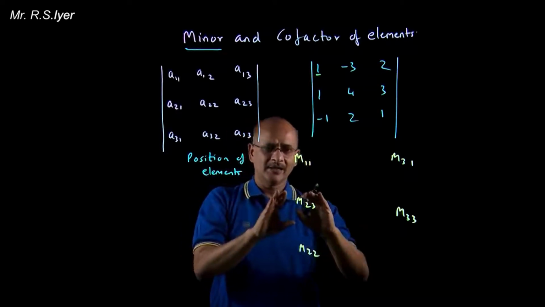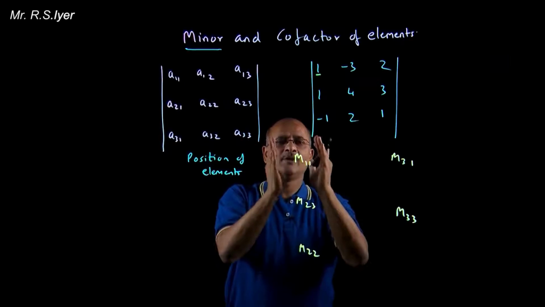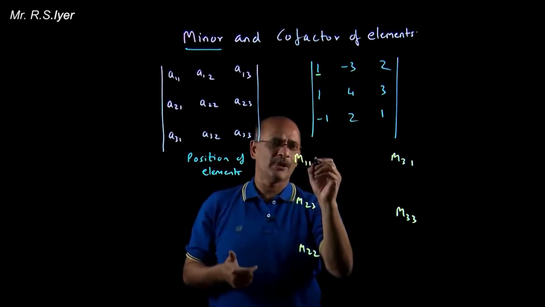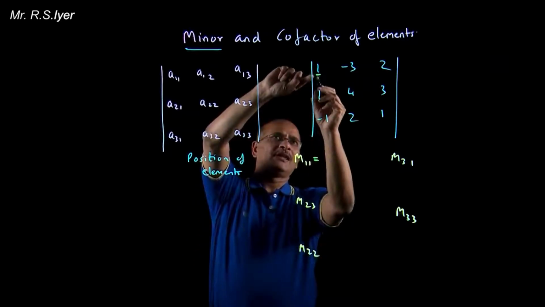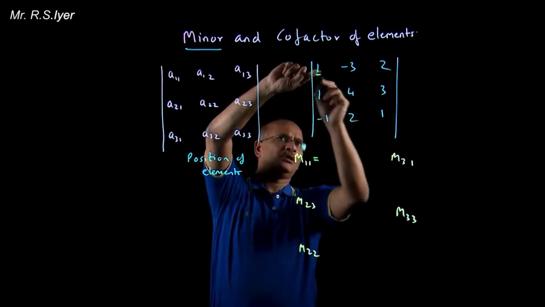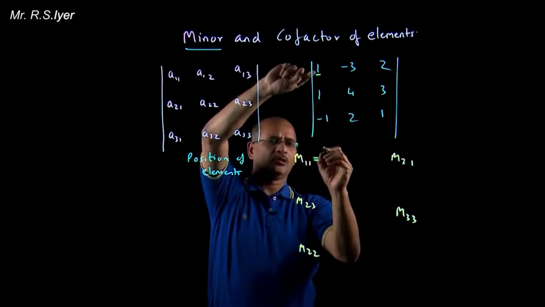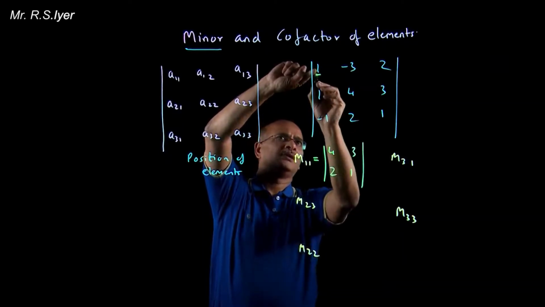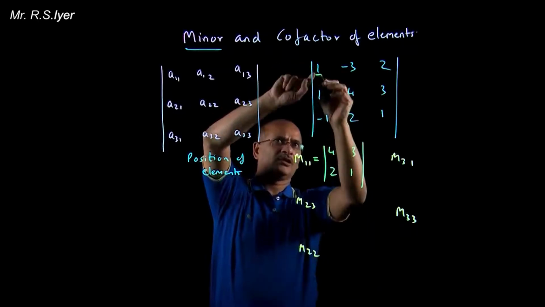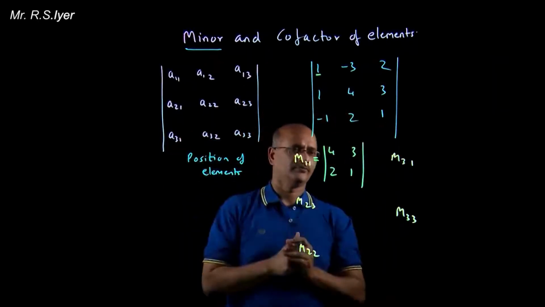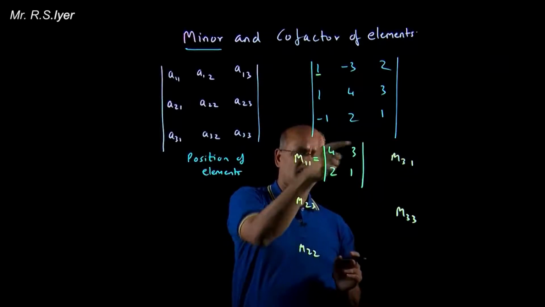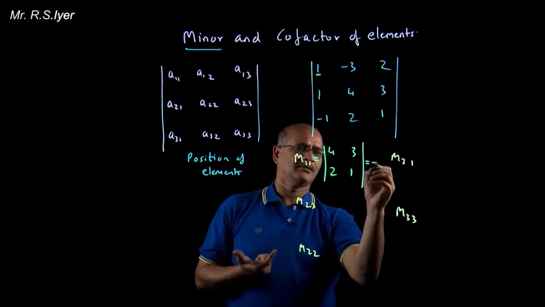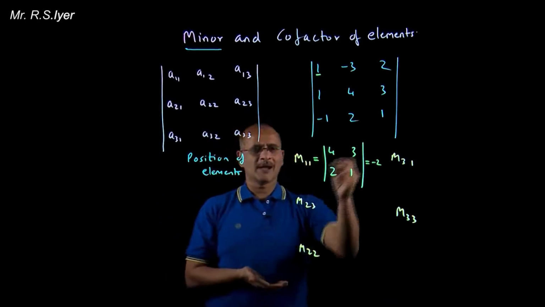The minor is nothing but the determinant of order 2 except that element. What I mean by this: M11 is this element, so don't consider this row and this column. What is left is 4 3 2 1. Don't consider this row and column because it is present in the first row and first column. So this is the minor. Now how do you evaluate it? AD minus BC. So 4 minus 6, the answer is minus 2. So this is the minor of this element.